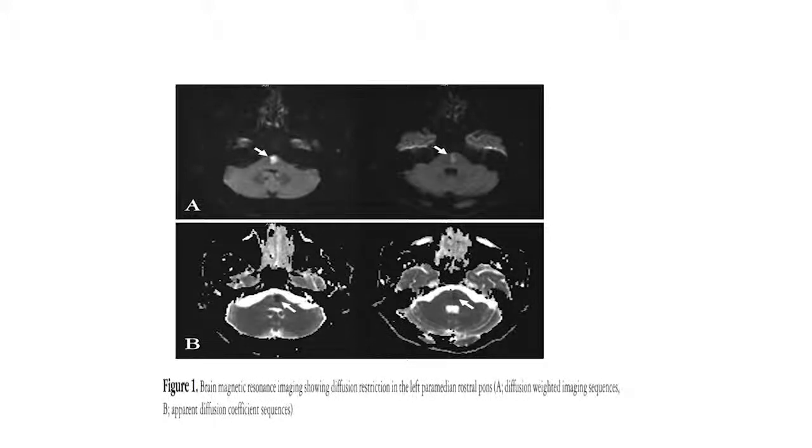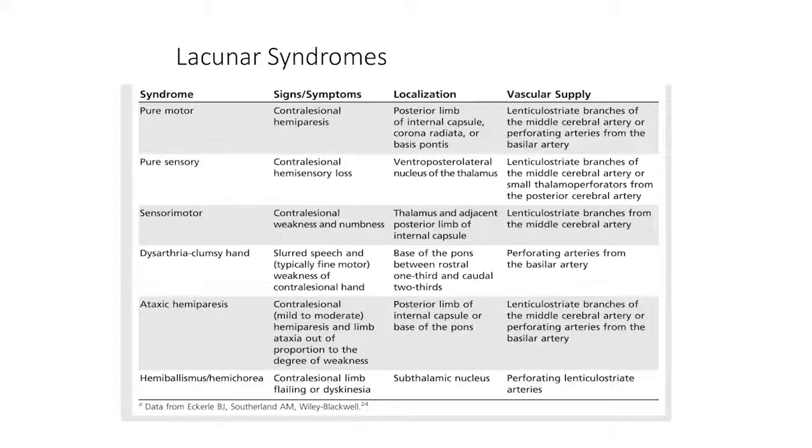So anyway, this is a lacunar syndrome, and of the lacunar syndromes, this is the dysarthria clumsy hand syndrome. So there are lacunar syndromes: pure motor, pure sensory, sensorimotor, dysarthria clumsy hand, ataxic hemiparesis, and hemiballismus or hemichorea syndrome. And this just depends on which part is involved. So lacunar syndromes, you know, involve which arteries?